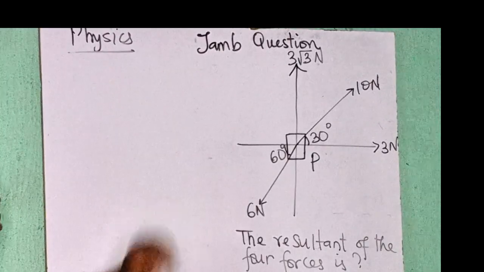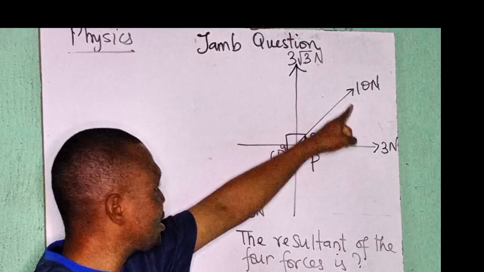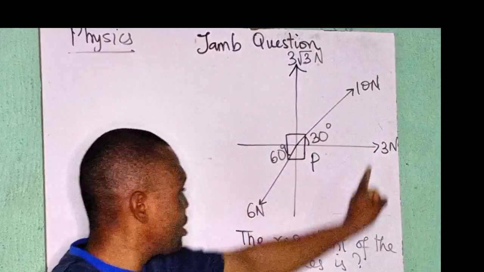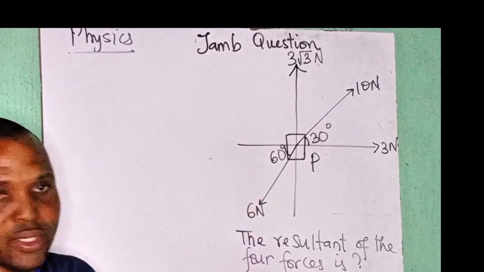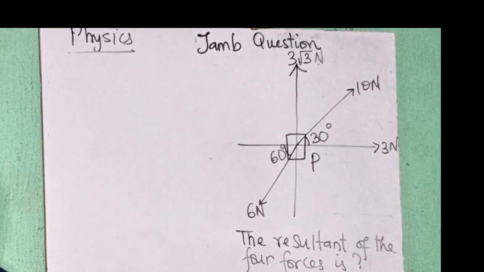Okay, I have a diagram. I have four forces: 3√3 Newton, 10 Newton which is inclined at 30 degrees, 3 Newton, and 6 Newton which is inclined at 60 degrees. I'm asked to find the resultant of the four forces. So how do I start this? Okay, let us go.